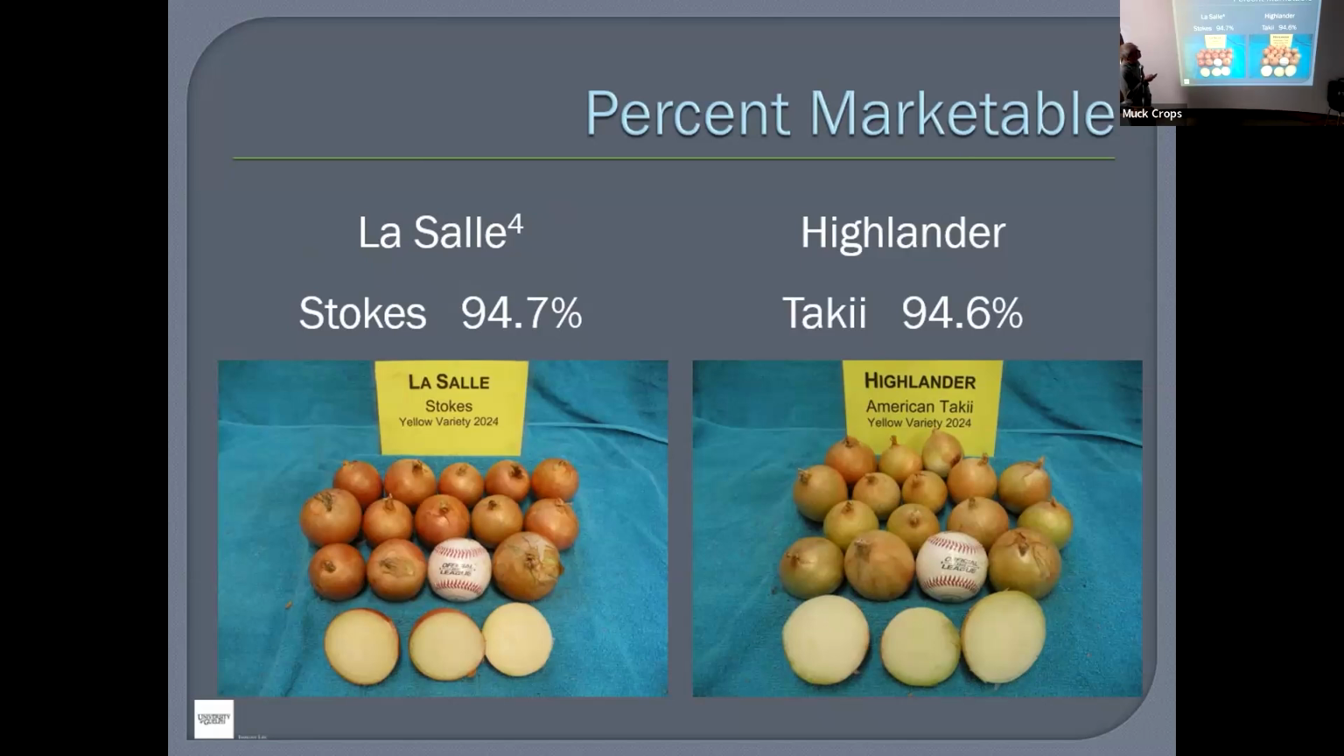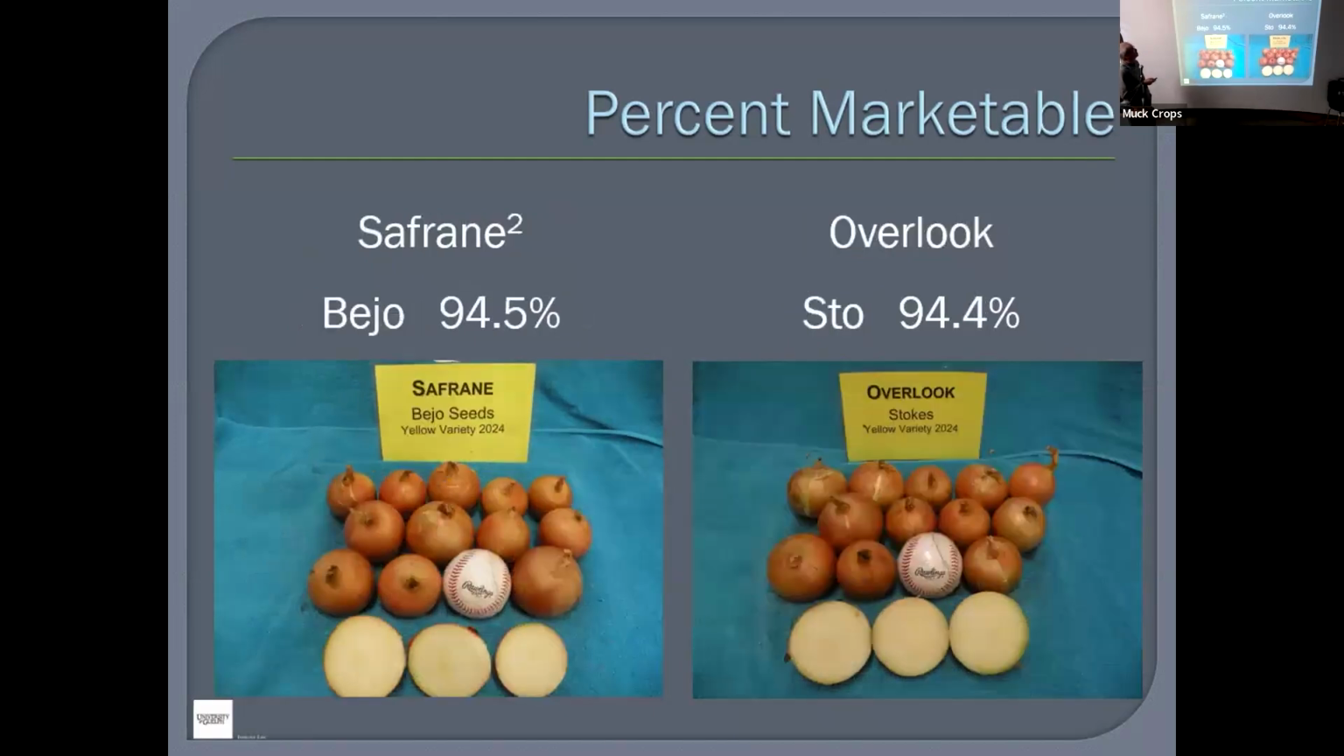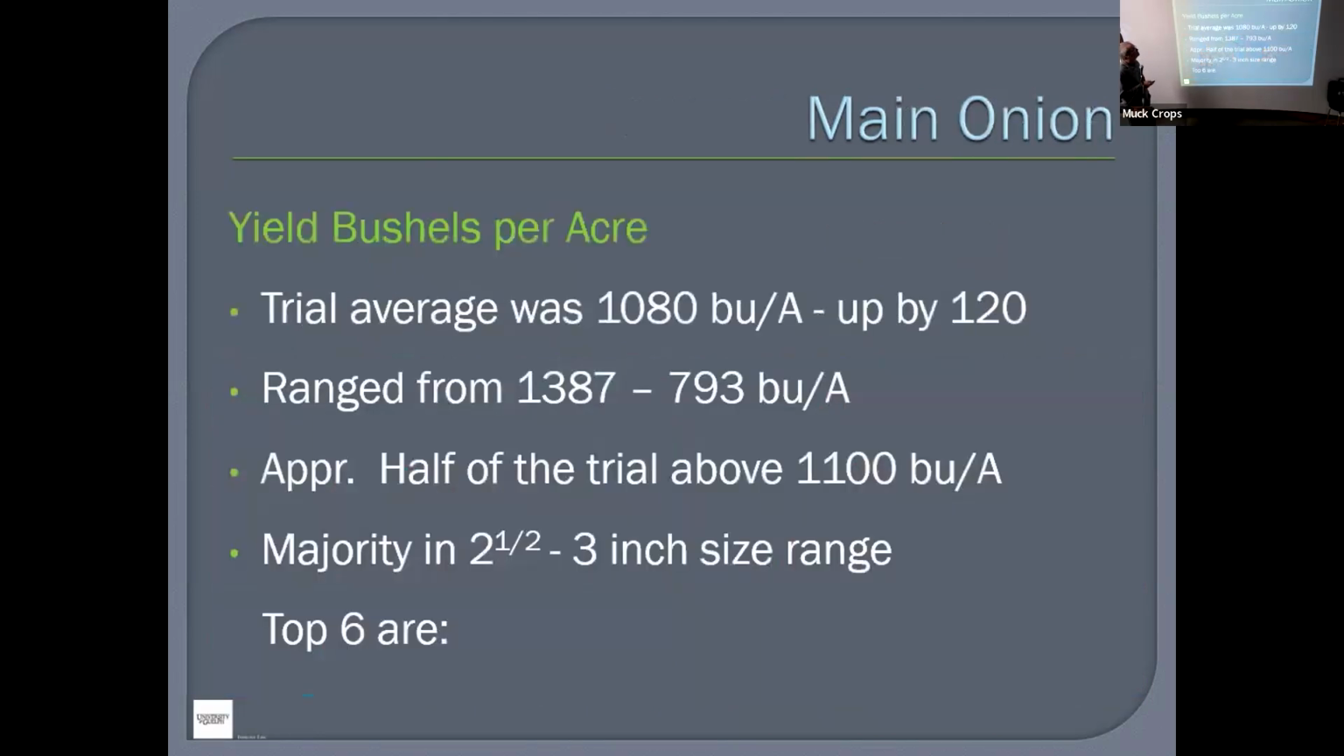And again, from yesterday, if you remember, a number behind there, it's been 4 years now that LaSalle has been one of the top 6 in percent marketable. So just to repeat there, just a reminder, you'll see that through some more of the trial. Safrane from Bejo at 94.5, and Overlook from Stokes at basically 94.5 also. So those were the top percent marketable onions out of the trial.